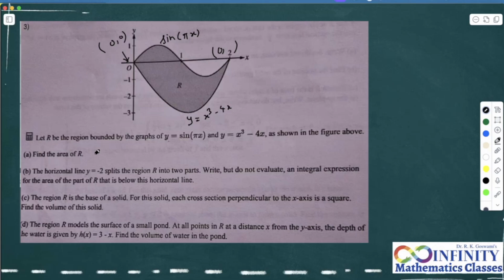You need to find the area. For the area, you need to take a vertical strip by default. Most of the time I use a vertical strip. Sometimes I use a horizontal strip depending upon the situation.